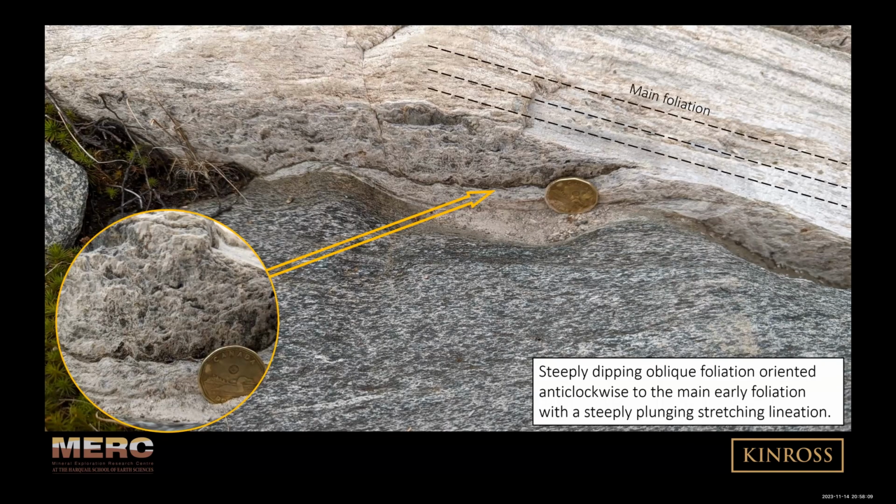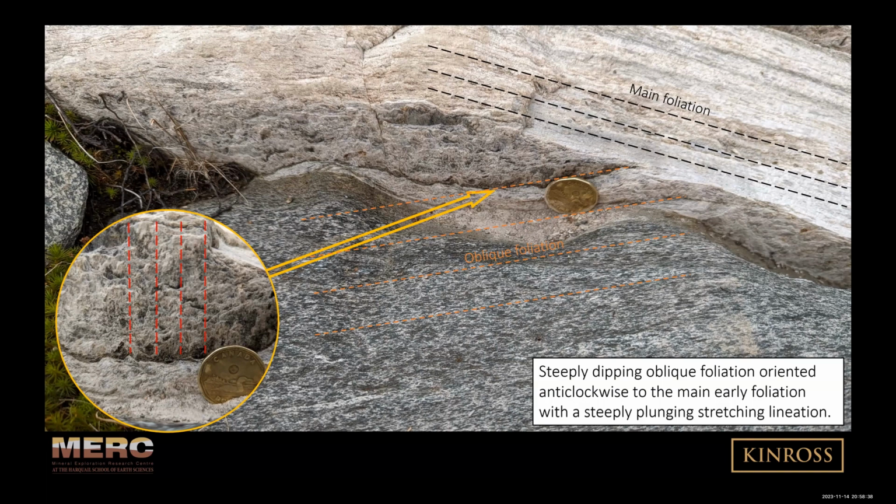We're seeing that same main foliation, and we're seeing this anti-clockwise oblique foliation. And along both of these foliation planes, we're seeing these steeply plunging stretching lineations. I know it's a little bit difficult to see in this photo, but we have the elongation of our feldspar phenocrysts within this area, indicating that we have at least some degree of vertical extension at the same time that we are having this shearing.